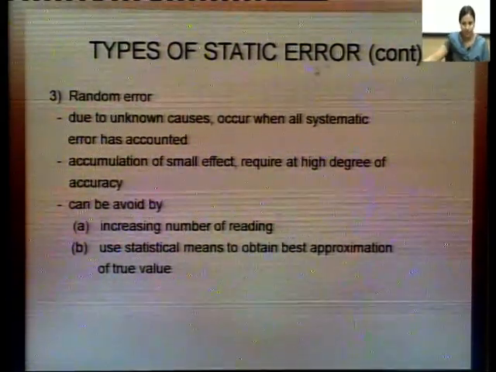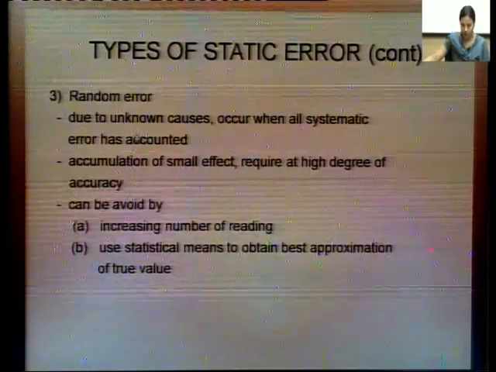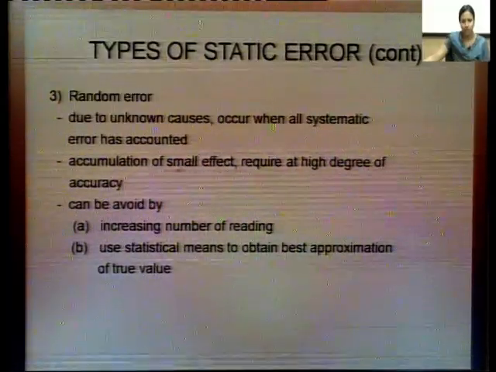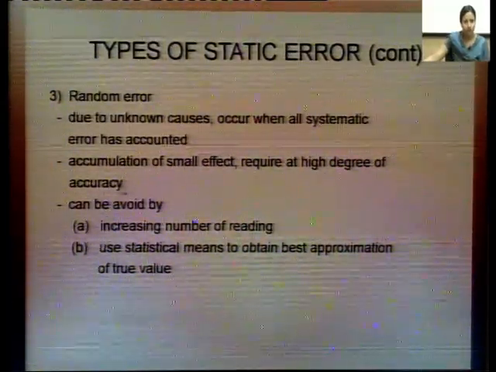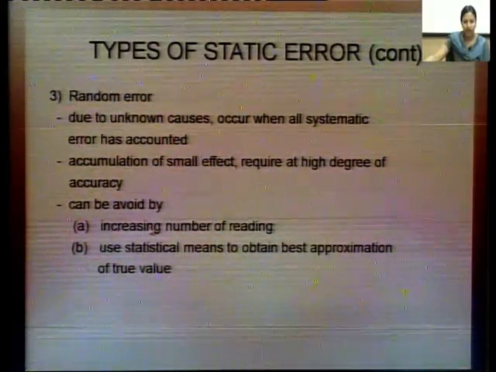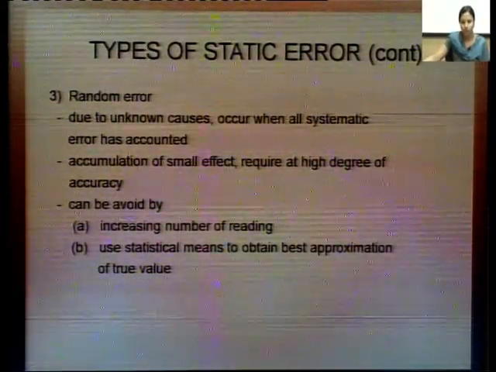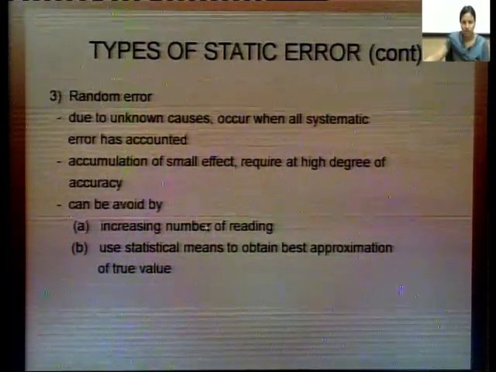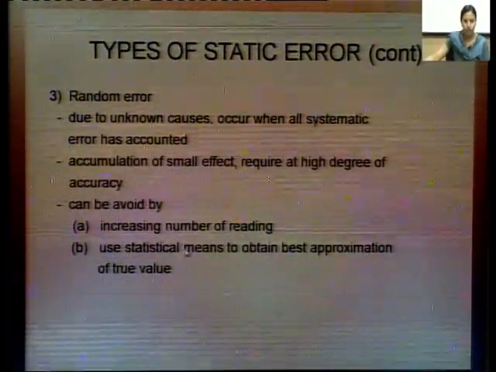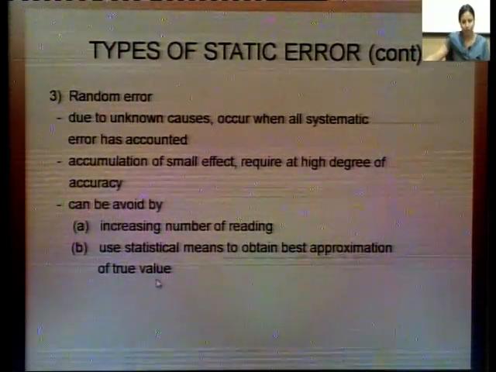Next type, after static error, is random error. Random error is due to unknown reasons, unknown causes. It occurs when all the systematic error has been accounted for. It is due to accumulation of small effects. It requires a very high degree of accuracy. That is, random error is always there. It can be avoided by increasing the number of readings. Second, it can be reduced by using statistical means to obtain the best approximation of the true value.